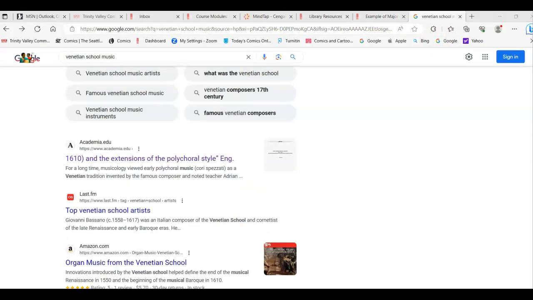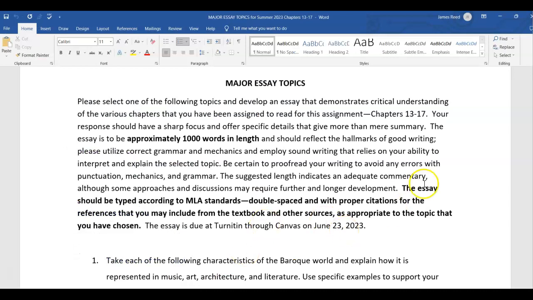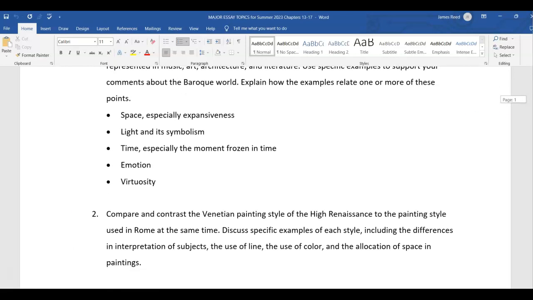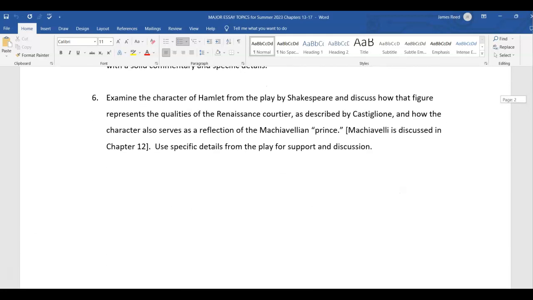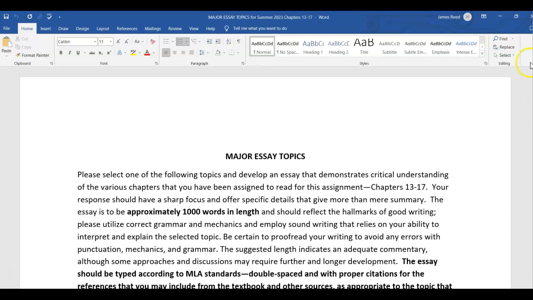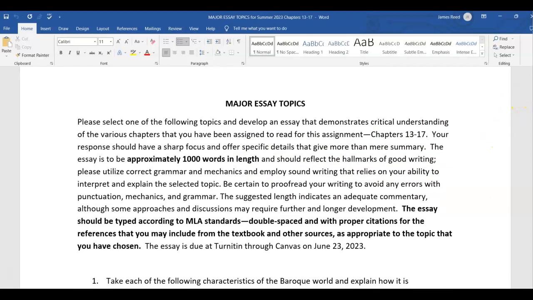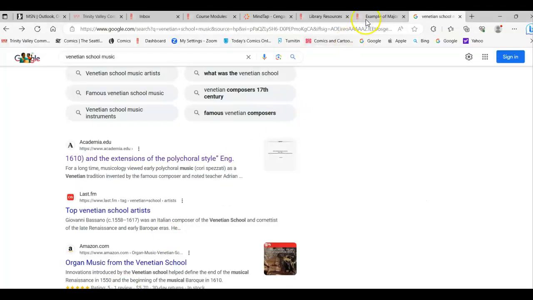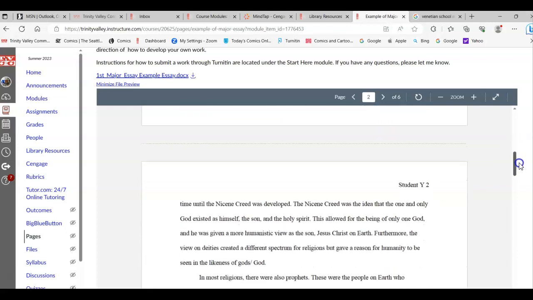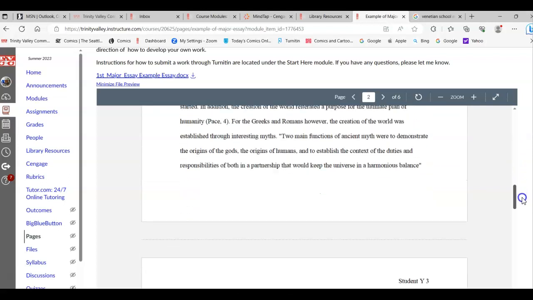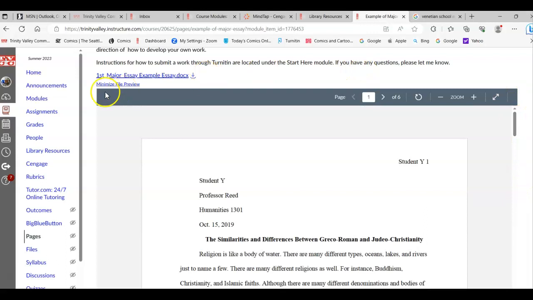So again, when you look at the topic for the major essay, choose one of the 6. Use the textbook. Use the library resources to help find more details. And again, at least 1,000 words. MLA format should be followed. If you look at the example essay, again, you'll see how it should appear. Again, with the citations and other details. And so I'm looking forward to reading your essays.